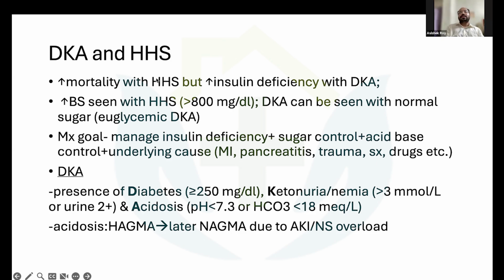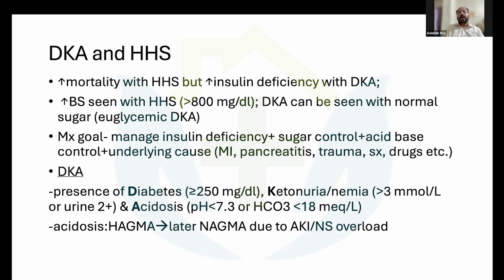HHS is seen much more in the elderly population. The insulin deficiency is less as compared to DKA. DKA occurs mostly in young adults or adults as well, with equal predilection. But the insulin deficiency is severe and the acidosis is much more severe in DKA. Blood sugar levels in HHS are usually above 800. Definition wise, it is more than 600.